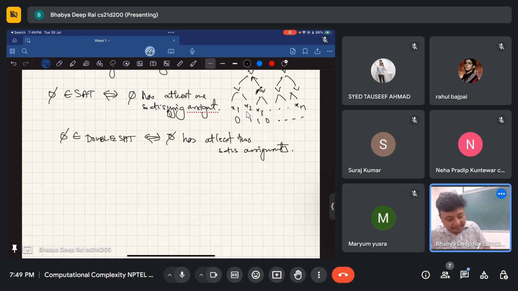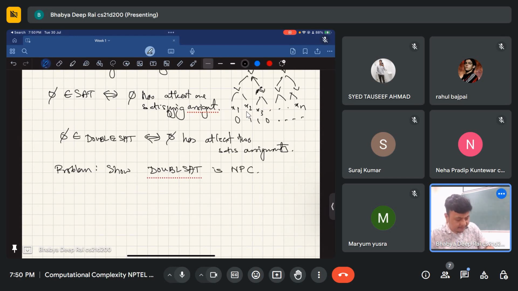And the problem is: show double SAT is NP complete. Okay. Now, how do I do that? One of the most popular techniques to do it is using reductions. The solution is to reduce the SAT problem to the double SAT problem.